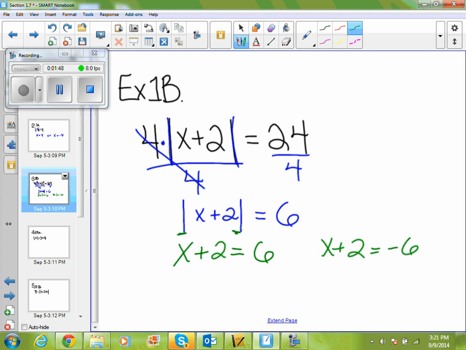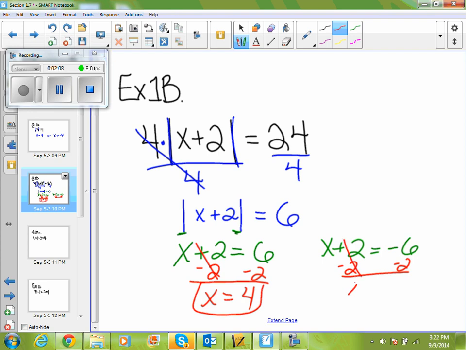Look, what are the pieces that will cancel? Plus 2, minus 2. All right, what's 6 minus 2? 4. And -6 minus 2? -8. So my answers are 4 and -8.